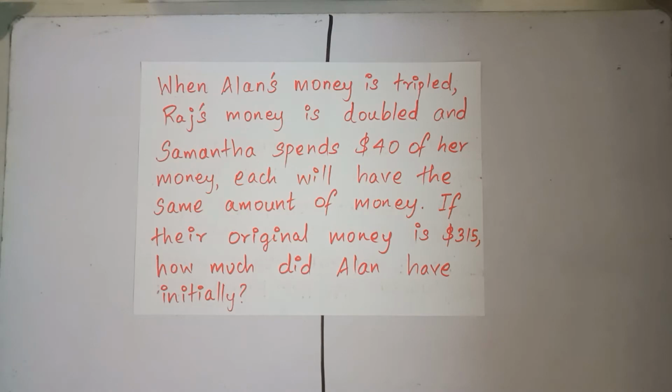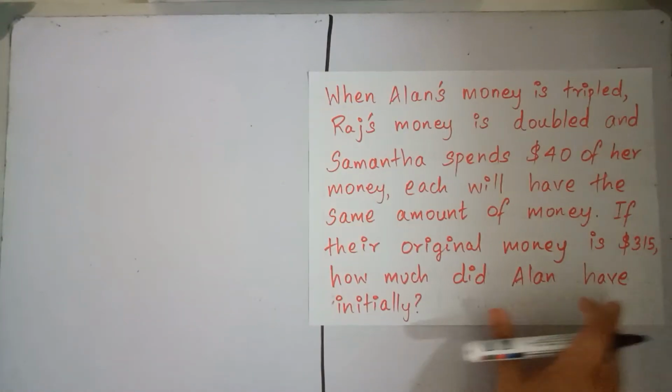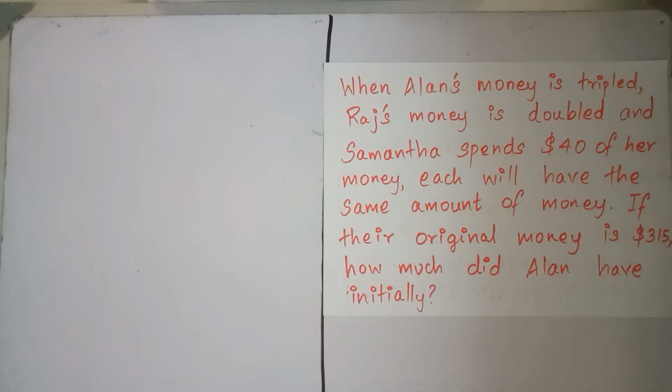Okay, so this is a complex word problem which they ask in Aptitude. Now let's look at the data which they have given. It states that Alan's money gets tripled, Raj's money gets doubled, and Samantha spends $40. So this is all the things which happen, and we have the final case in which they all have the same amount of money. Now usually when we have two cases, initial and final, we'll start with the initial case and then go to the final case. But in this case, it's easier to start with the final case and go back to the initial case.